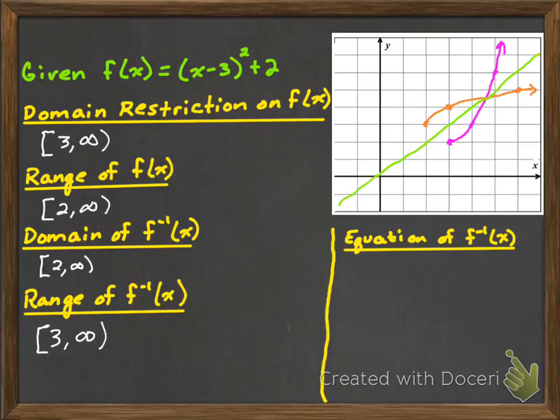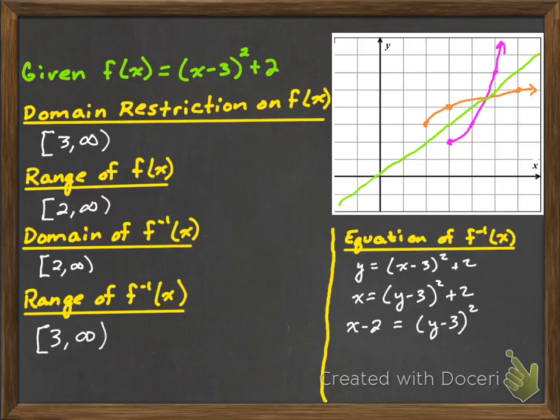Okay. All right, so algebraically, how do we find the inverse equation? All right, so let's rewrite this equation as y equals (x minus 3) squared plus 2. Switch the x and y. Now we solve for y. All right, so you're going to subtract 2 over to this side. We now need to get rid of this square, and so we take the square root of both sides.